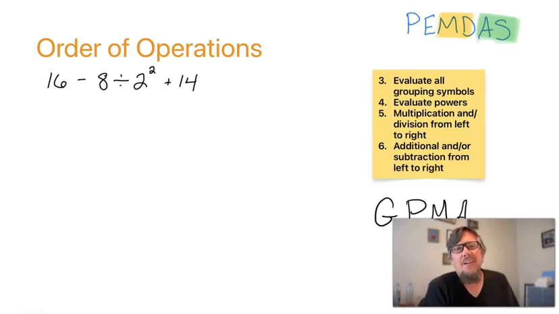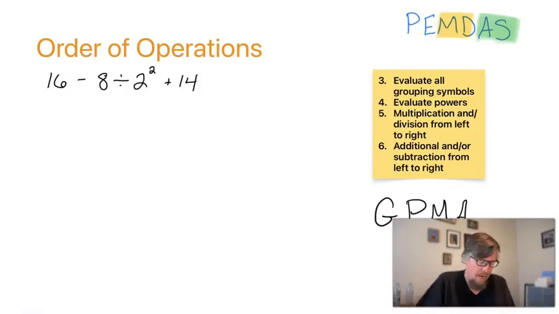So let's put this into practice here with this problem. 16 minus 8 divided by 2 squared plus 14. So the first thing we look for is grouping symbols. This problem doesn't have any. It doesn't have any parentheses or brackets, so we can ignore that part.